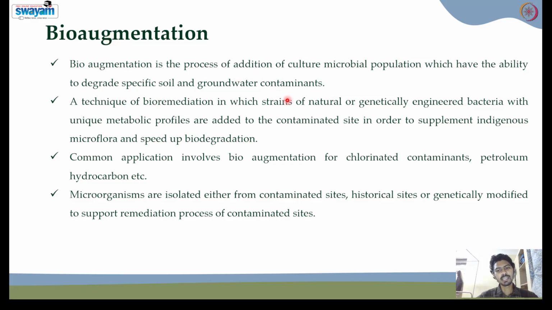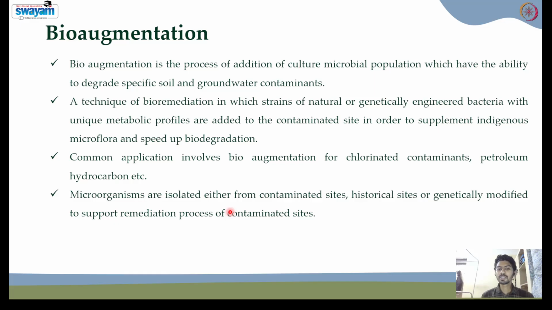So what happens here? Here you will be adding the natural strain or it can be a genetically engineered strain with unique metabolic profiles that will be added to the contaminant site to supplement the indigenous microflora and speed up the biodegradation. And what are all the common applications? It can be used for chlorinated contaminants, petroleum hydrocarbons, etc. And the microorganisms are usually isolated from the contaminant itself or from the historical site, or they will use genetically modified strains to support the remediation process of the contaminant site.